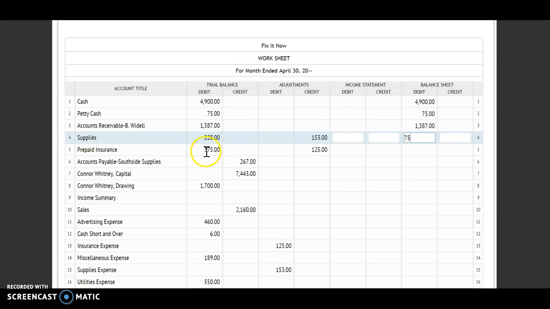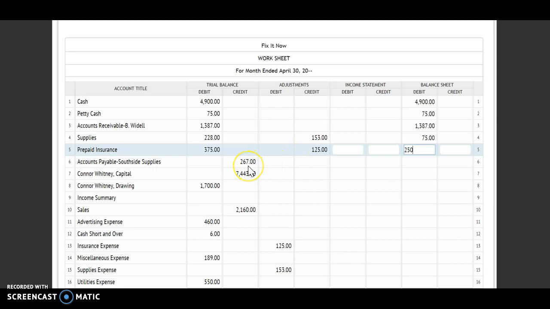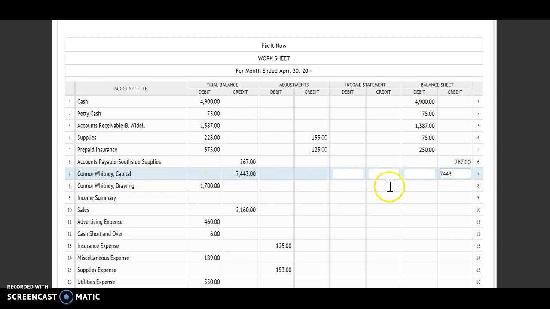I have the same thing when I come across prepaid insurance. I start with $375 as a debit. I then have a credit, so I need to subtract $125. Since my debit number is larger, I now have a debit balance of $250. Okay, accounts payable has a credit balance of $267. Capital, credit $7,443, and drawing is a debit of $1,700.